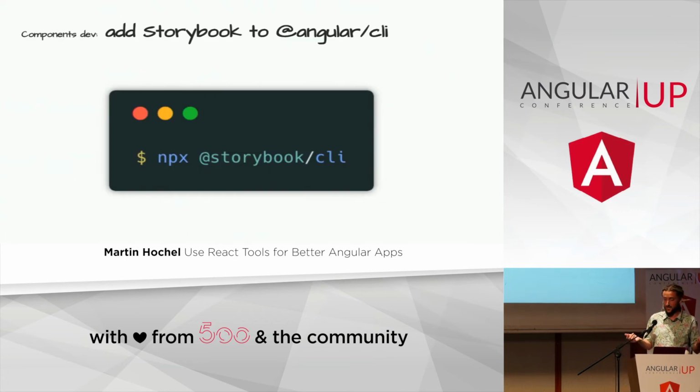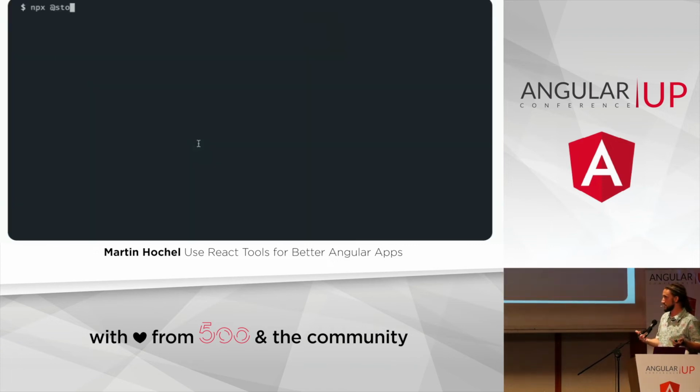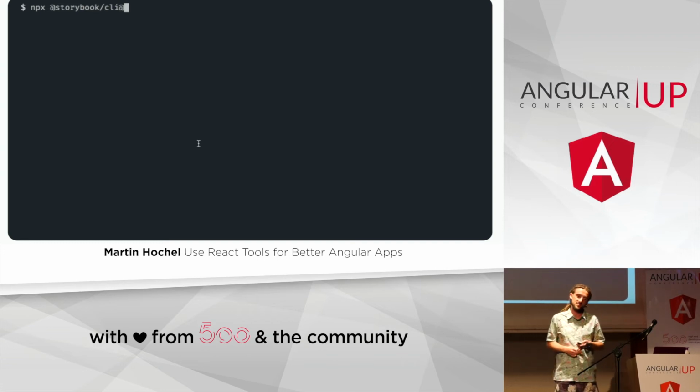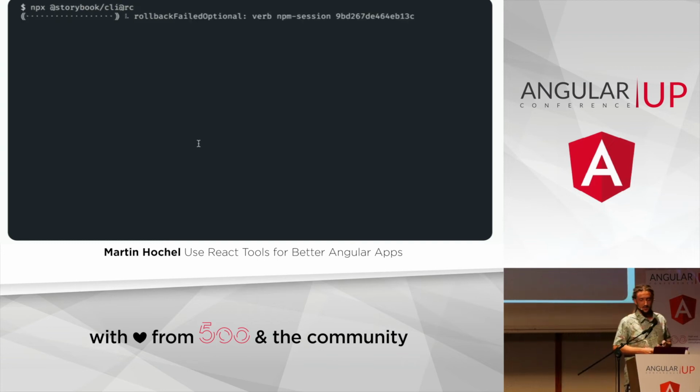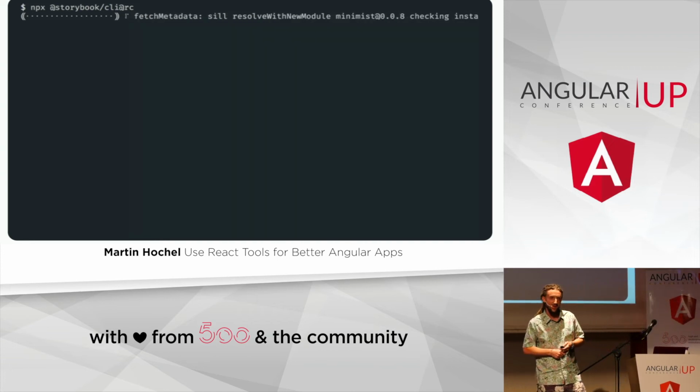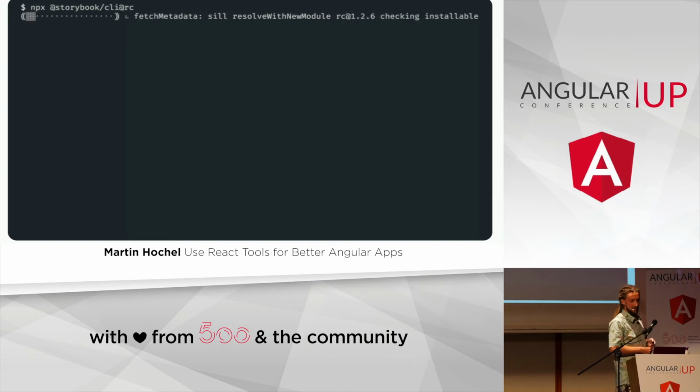How to add it to CLI? You can execute npx storybook CLI, and you should try this as the first thing tomorrow morning. And you just run this, and then you have just a quick chat like, hey, have you seen this dude at the AngularUP conference? Yeah, he was ranting about Angular, you know, and mentioning that React is cool, and I don't like him, you know, I don't know.